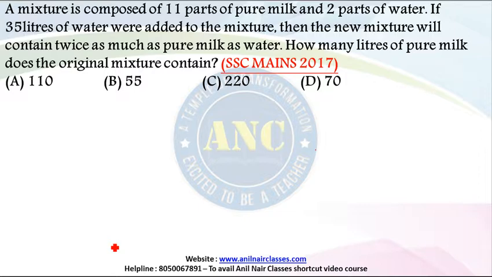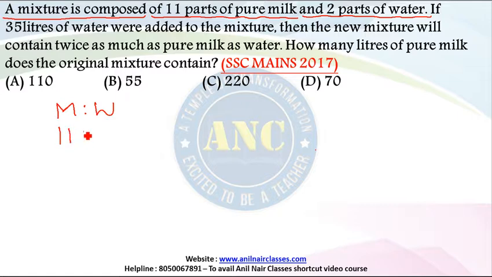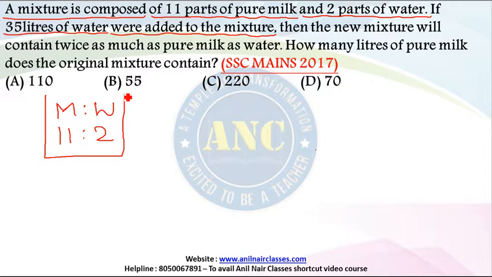Now see here. Your question is: a mixture is composed of 11 parts of pure milk and 2 parts of water. That means the ratio of milk and water is 11:2, right? This is the first statement. If 35 liters of water were added to the mixture, there is a vessel which has milk and water in the ratio 11:2. This is a mixture because it contains both milk and water.